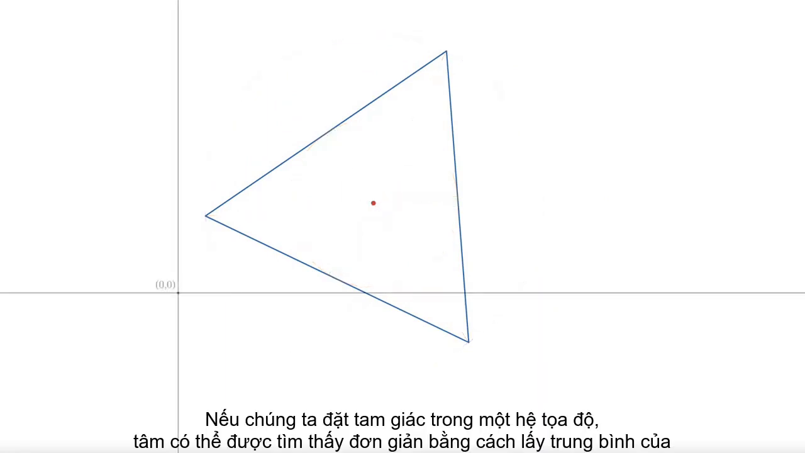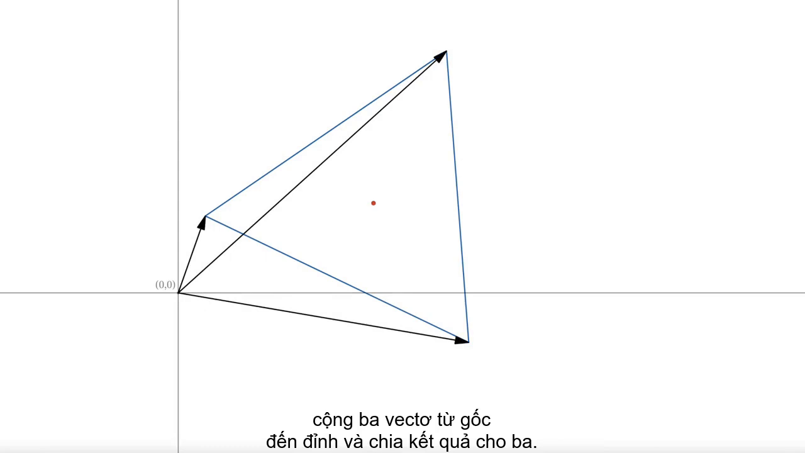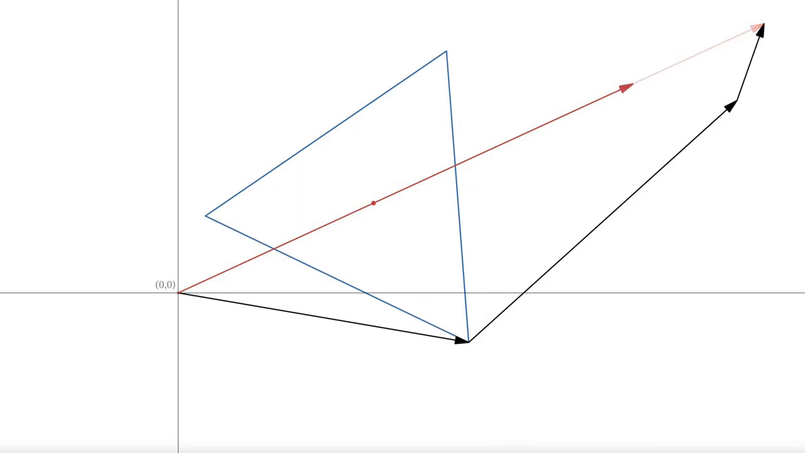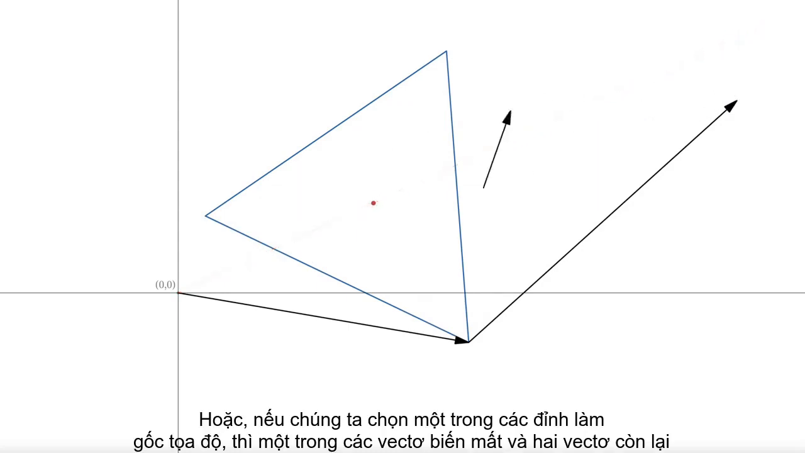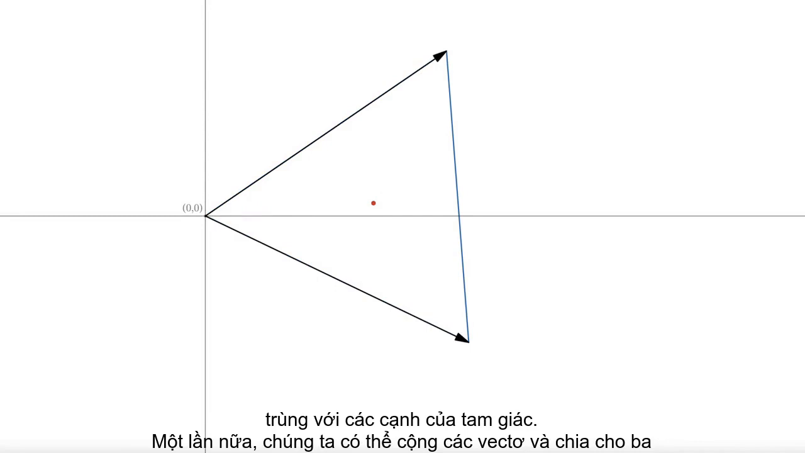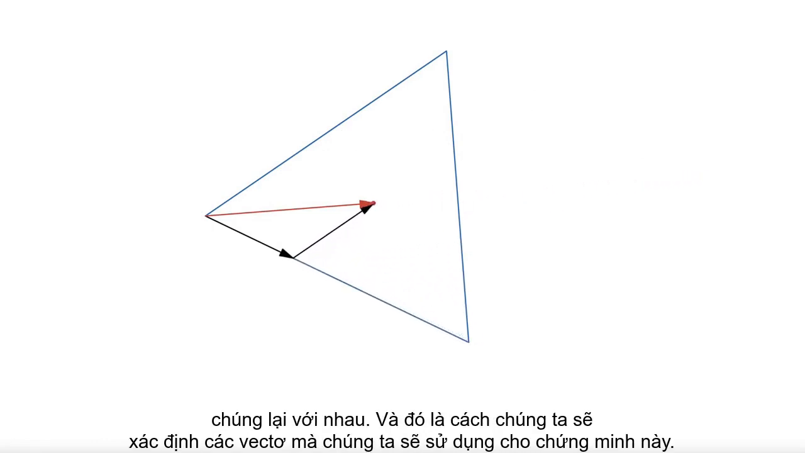If we put the triangle in a coordinate system, the centroid can be found simply by averaging the 3 x coordinates and the 3 y coordinates of the vertices. In vector terms, that means adding the 3 vectors from the origin to the vertices and dividing the result by 3. Or, if we choose one of the vertices to be the origin, then one of the vectors disappears, and the other 2 coincide with the sides of the triangle. Again, we can add the vectors and divide by 3 to find the center. Or, better yet, divide those 2 vectors by 3 before adding them together. And that is how we will define the vectors that we'll use for this proof.